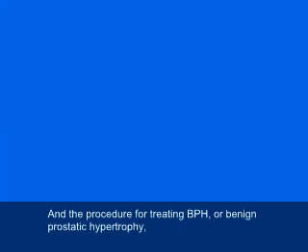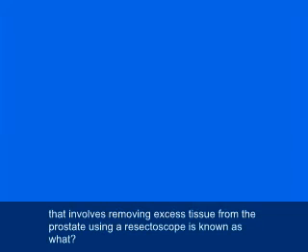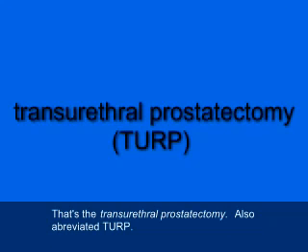And the procedure for treating BPH, or benign prostatic hypertrophy, that involves removing excess tissue from the prostate using a resectoscope is known as what? That's the transurethral prostatectomy, also abbreviated TURP. Transurethral, prostatectomy.